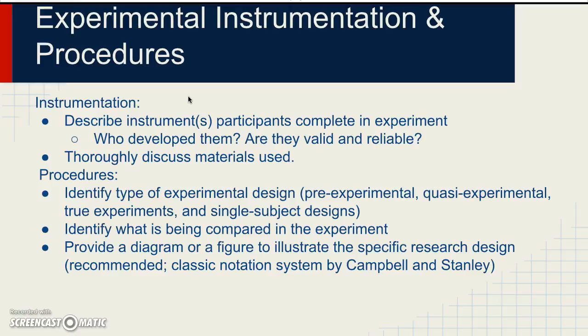Types of experimental designs include either random, quasi, or pre-experimental. The researcher should also identify what is being compared by either between subject design or within group design. A diagram is also helpful in showing the specific research design to be used. However, a standard notation system should be used for the figure.